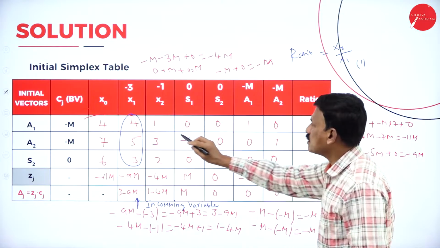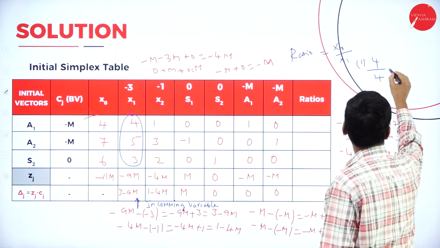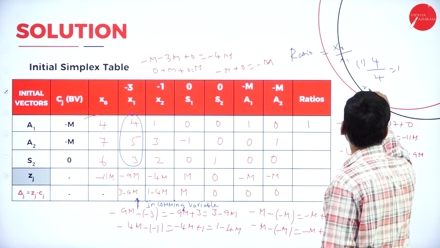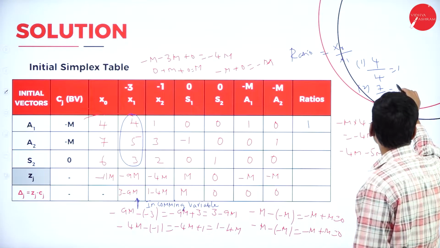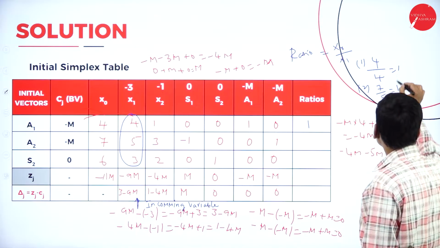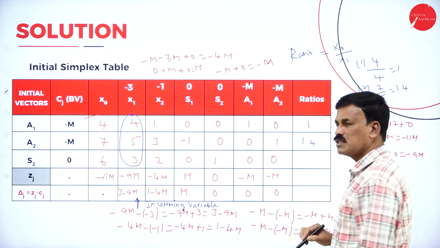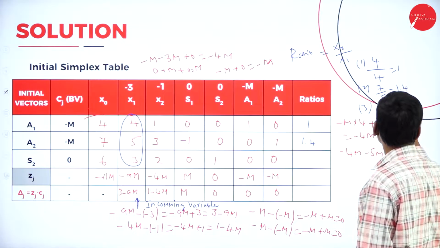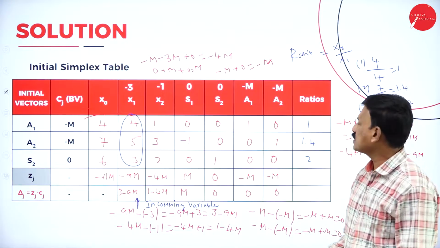So x0, what is x0? 4 divided by x1 is 4. 4 by 4 is equal to 1. Next, x0 is 7 divided by 5. For the second one, it is 7 divided by 5. 5 ones are 5, remaining is 2, that is 20, 5 fours are 20, so this is 1.4. Next, 6 divided by 3. Third one, 6 divided by 3 is equal to 2. Okay, 1, 1.4 and 2 are the ratios.